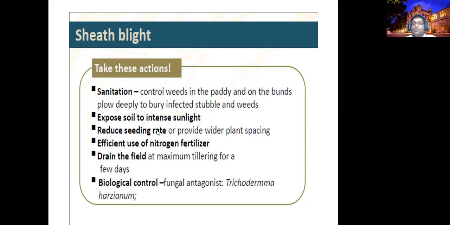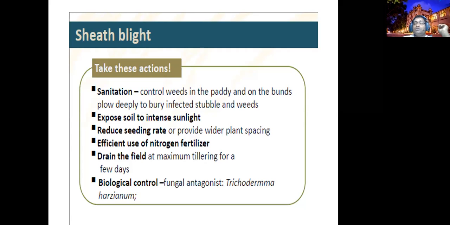Why? The hoppers can hide. So the plant will grow higher in competition for light if the seed rate is high. Therefore, you have to maintain the optimum density of the crop and drain the field. At the maximum tiller stage, you have to drain the field for a certain period, right? If you drain the field, there is no chance of sclerotia getting in touch with the sheath. So that's how you can easily manage it.